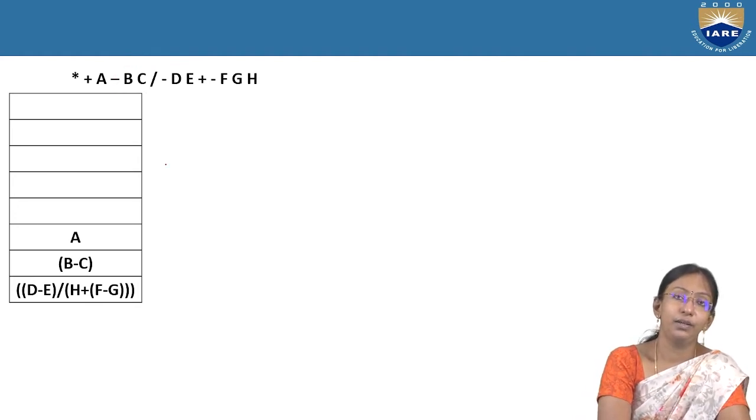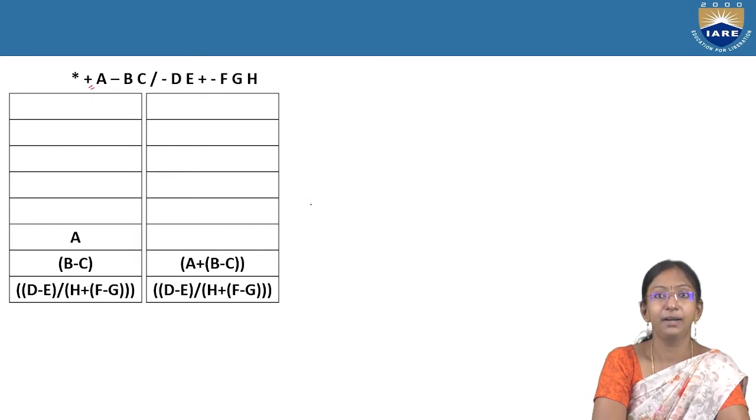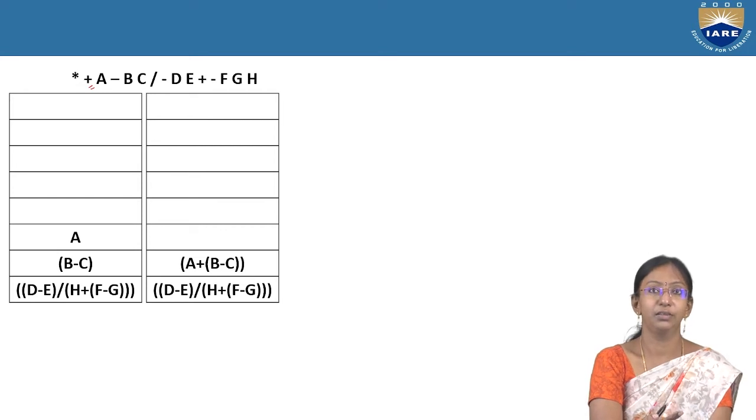Very good. Now, the next character you are going to read is addition. As it is an operator, pop the top two elements from the stack, concatenate them using the plus operator, and push the result into the stack. Have a look at this one. I have concatenated A and B minus C with the plus operator, and I have enclosed them using a pair of brackets.